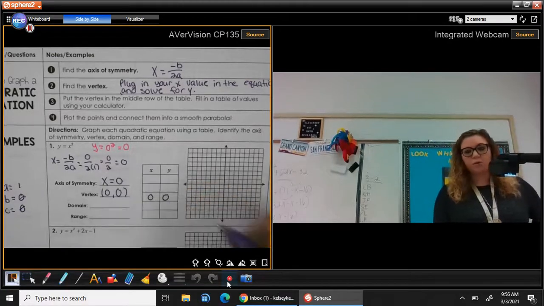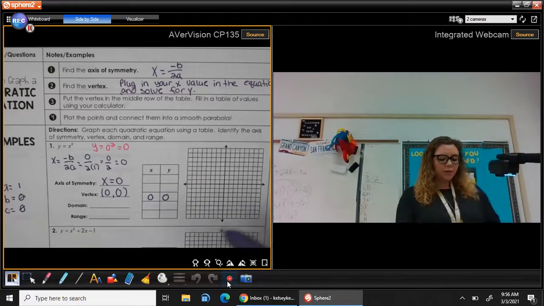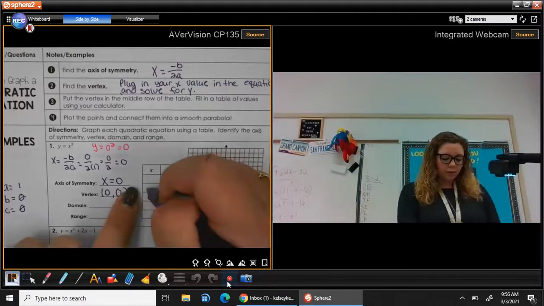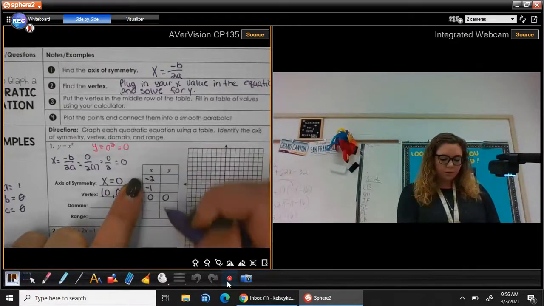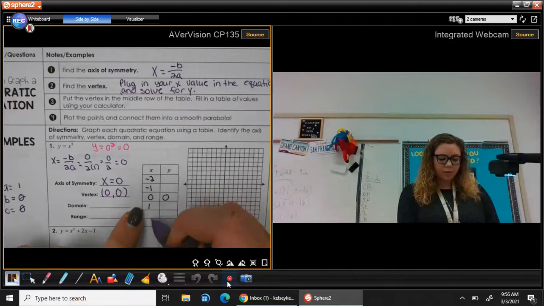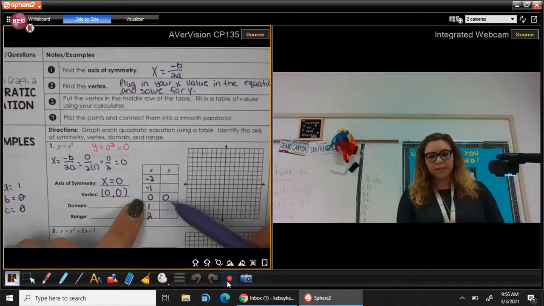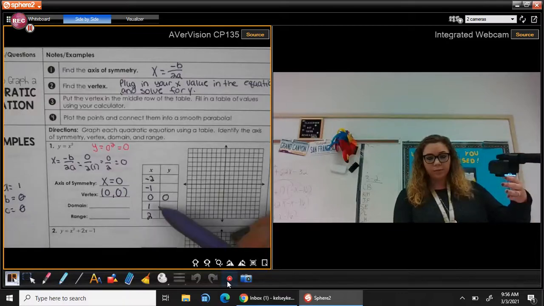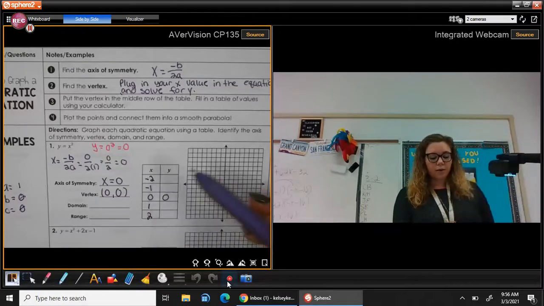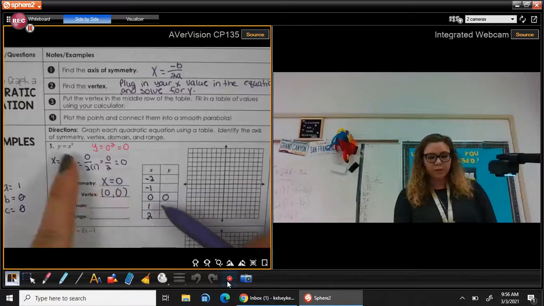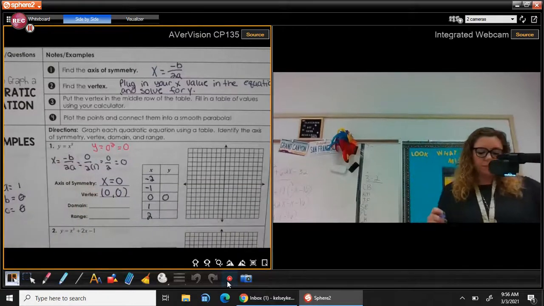This is the only thing new that we've done. From here, I'm going to go down 1, go down another 1. From 0, I'm going to go up 1, up another 1. So we're just adding 1. Wherever your vertex is, you're going to add to go down the table, and you're going to subtract to go back up. And we're going to plug these values into this equation.